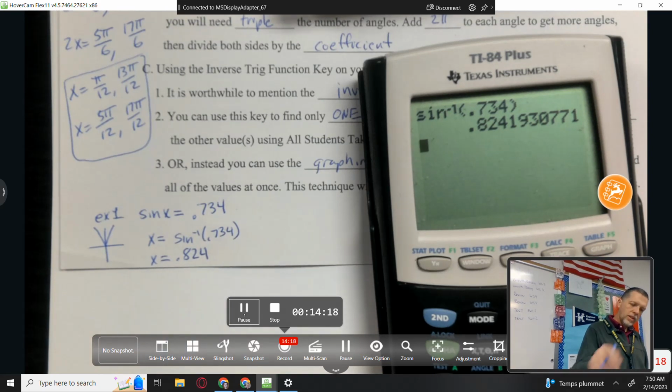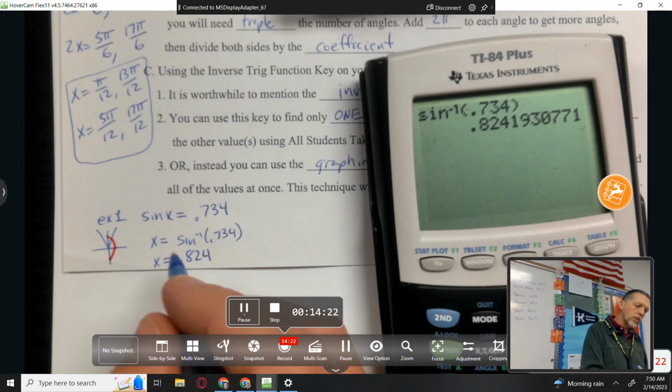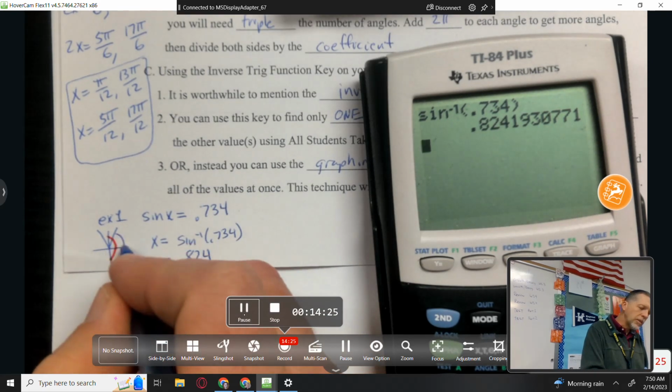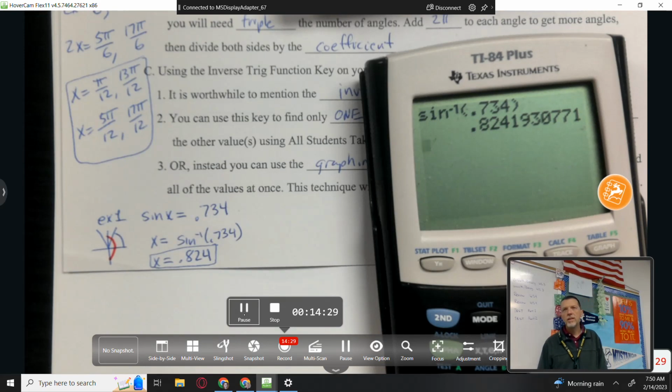This one, inverse sine comes from first or, excuse me, first or fourth. So we have the right answer, but we only have one right answer. So I've got one of my answers, but I have to figure out what the other answer is.